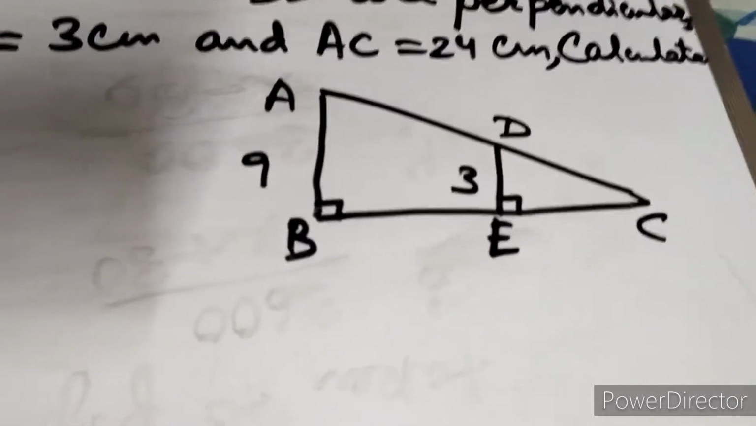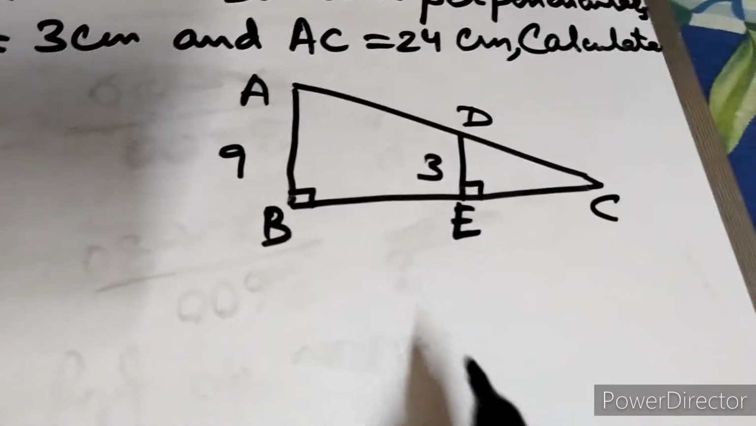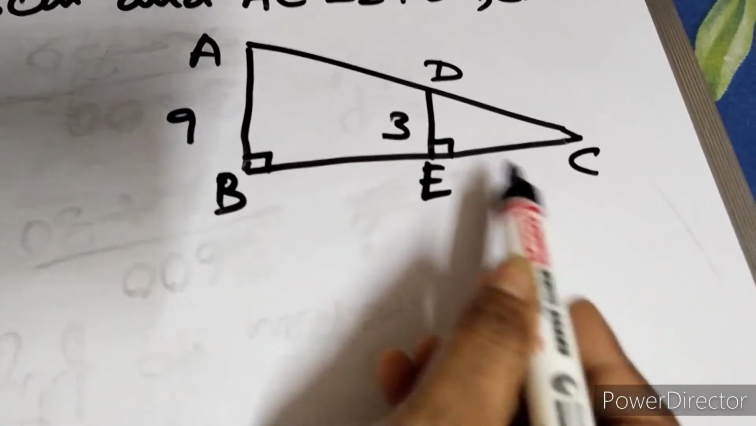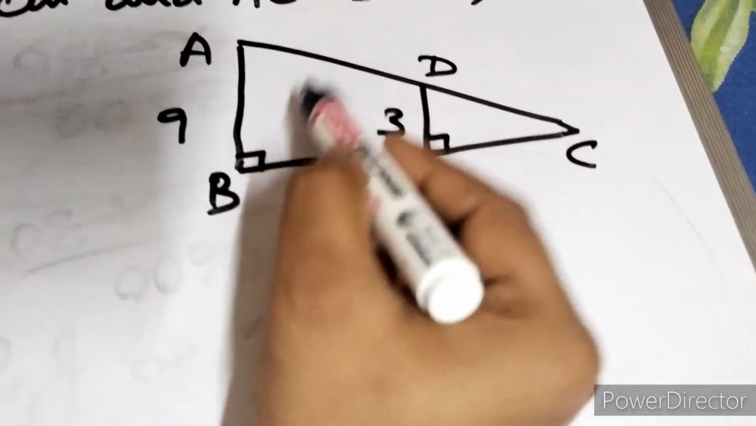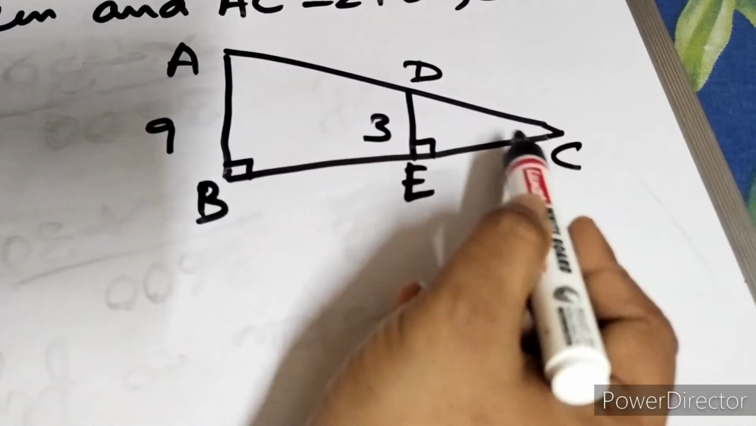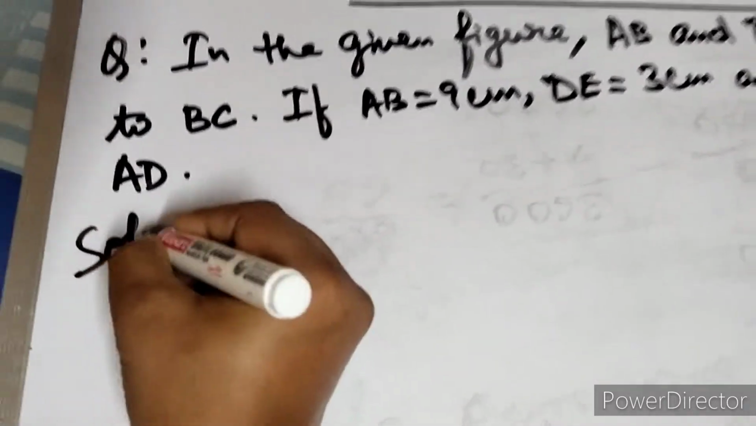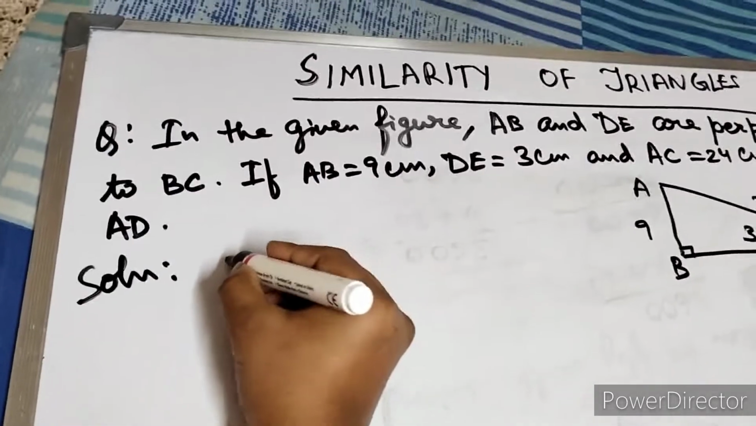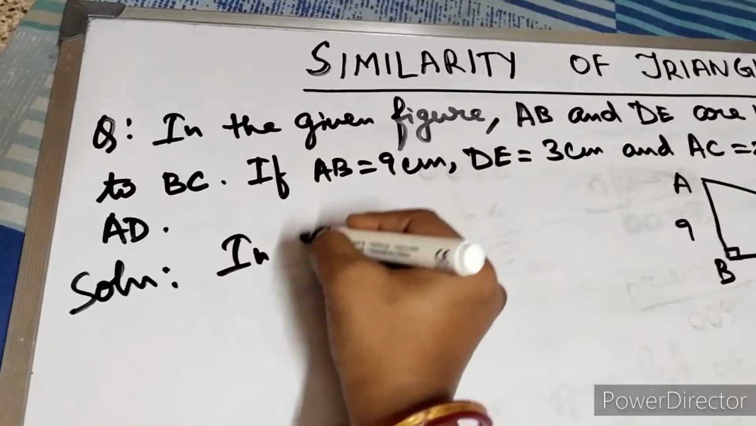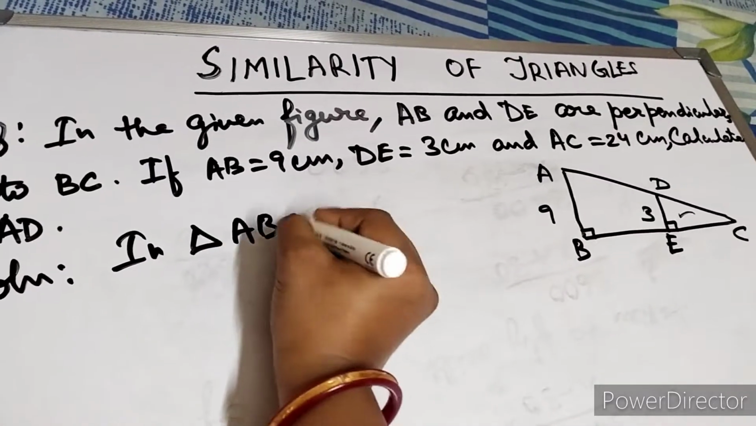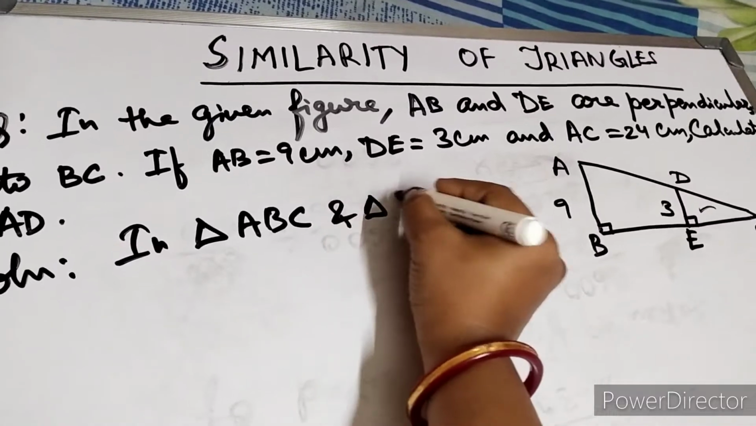Okay. So now, if we see the diagram, we have two triangles included in this. See, one is ABC, another is DEC. ABC, the full triangle, and this smaller triangle DEC. So let us write the solution. In triangle ABC and triangle DEC.